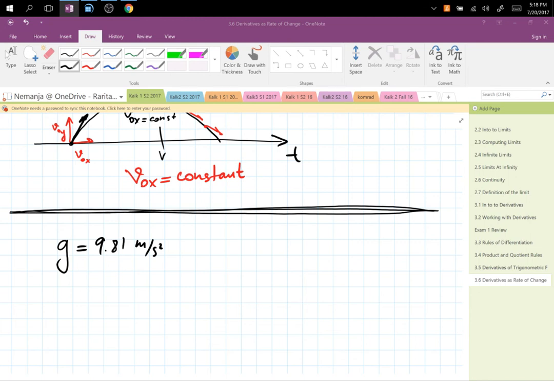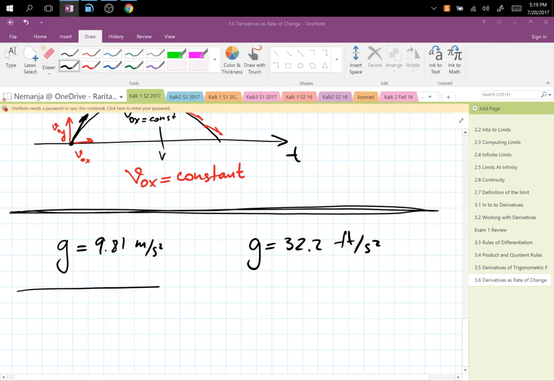But those are all slight changes, and in many problems they round this to 10 for ease. So that's in the international system of units with meters, seconds, kilograms. And we also have the imperial units, which is pretty much the US and England and no one else, which is in feet and seconds. So that will be 32.2 feet per second squared. So those are the two values that you were looking for to compute.